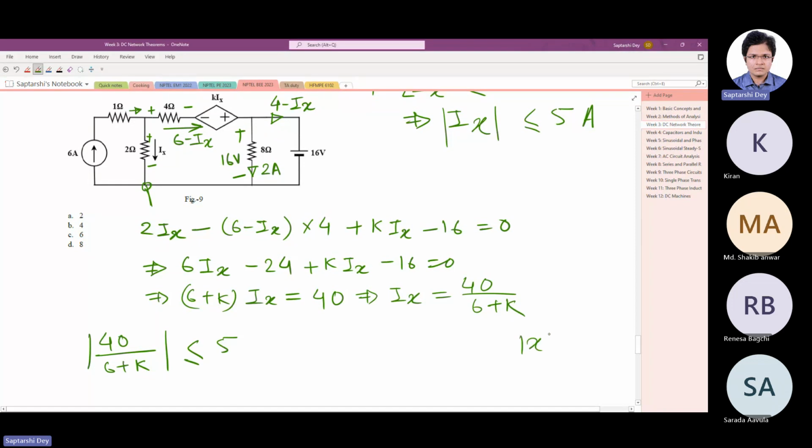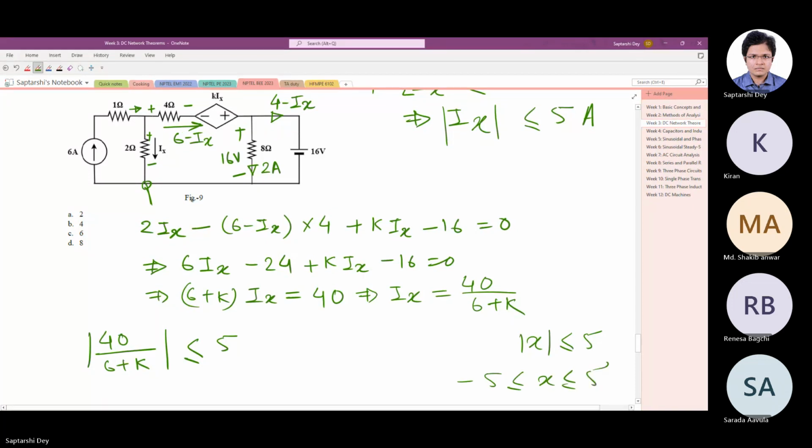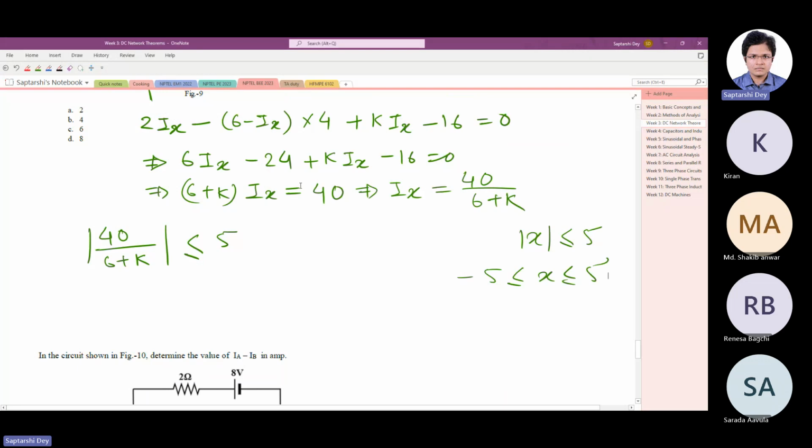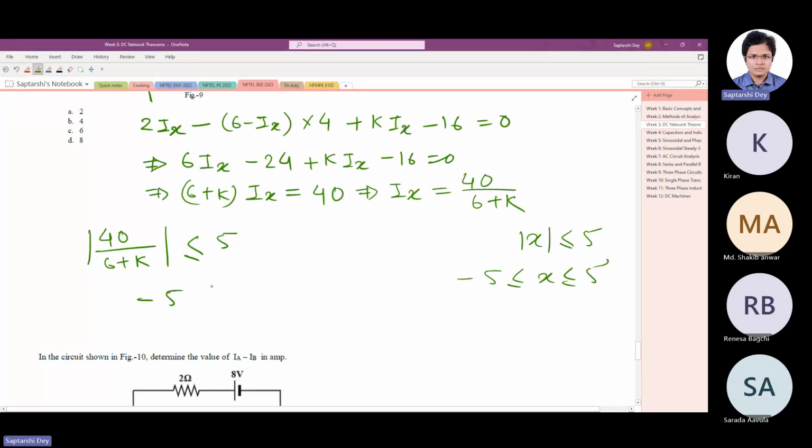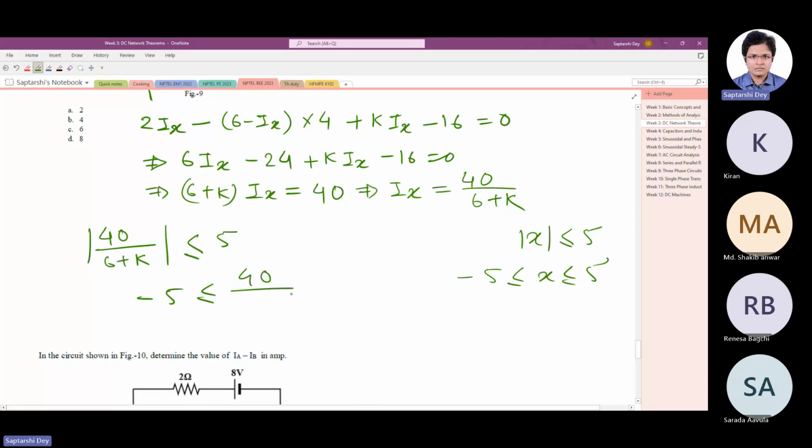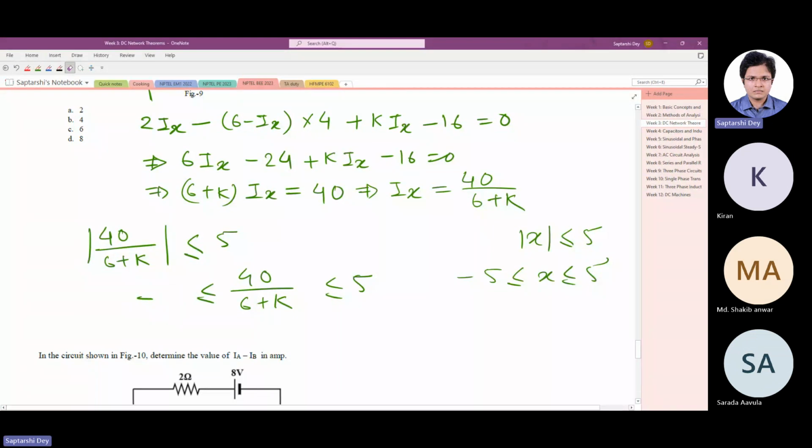So the thing is, modulus of x less or equals 5, what does this mean? Does it mean this? Yes, sir. It means this, right? Yes, sir. So what you can write from here is minus 5 less or equals 40 by 6 plus k less or equals 5. Simply write minus 1 and 1.